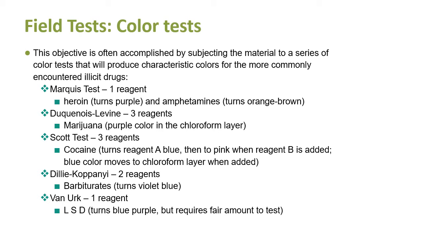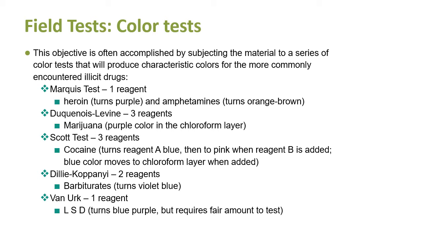And most of them are 1, 2, or 3 reagents that are added to the substance. We take a small sample of the suspected drug and add in a few reagents, and we're looking for a color change. We have a Marquis test. Each of these will be a specific reagent called a Marquis reagent or a Duquenois reagent. So the Marquis test is a simple 1 reagent, and in the presence of heroin, it will turn purple, and in the presence of amphetamines, it's going to turn an orangey brown. And then we have the Duquenois test, the Duquenois-Levine test.